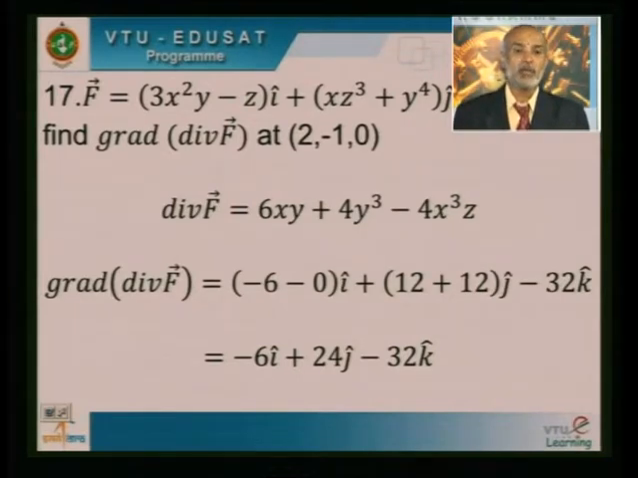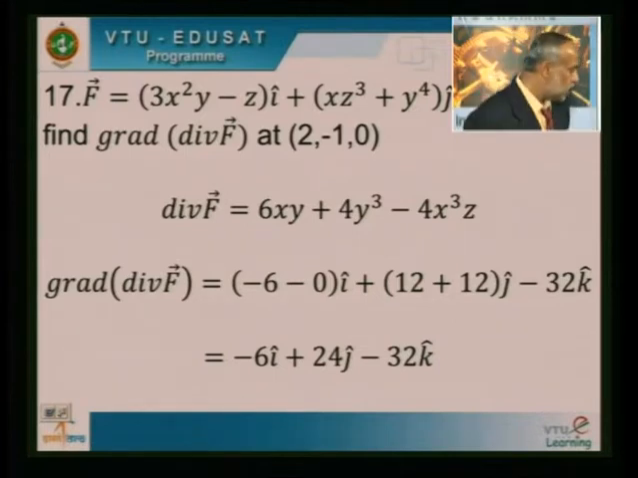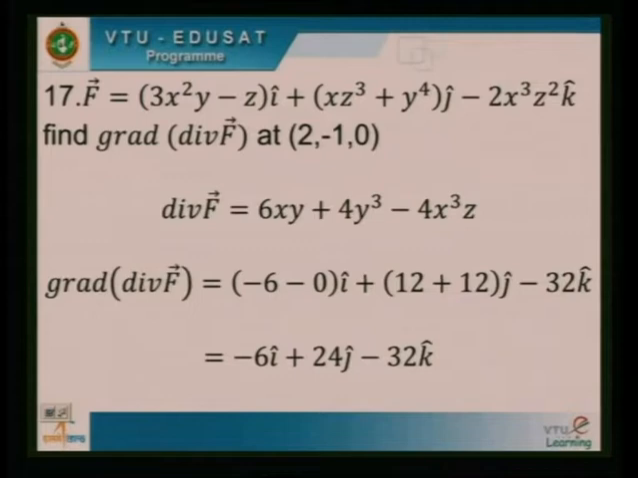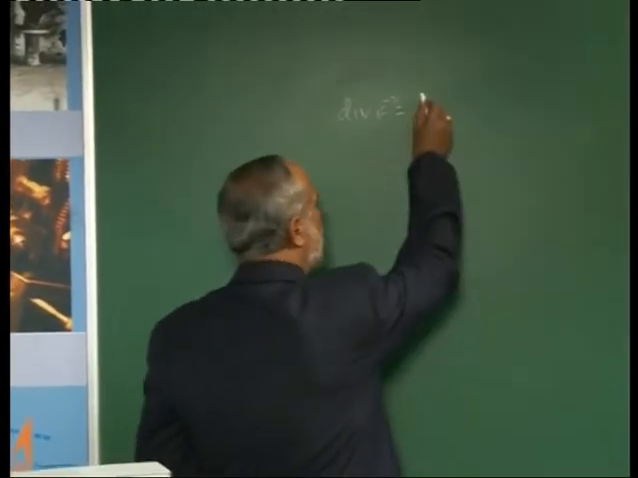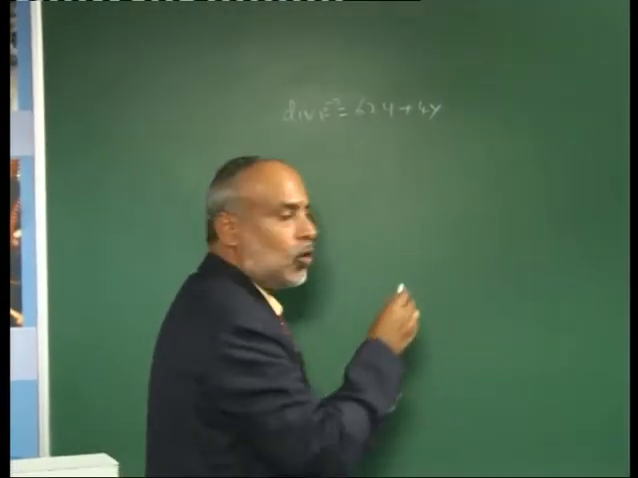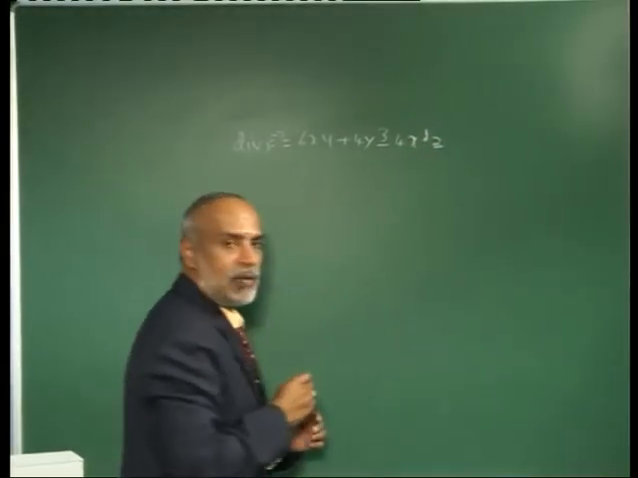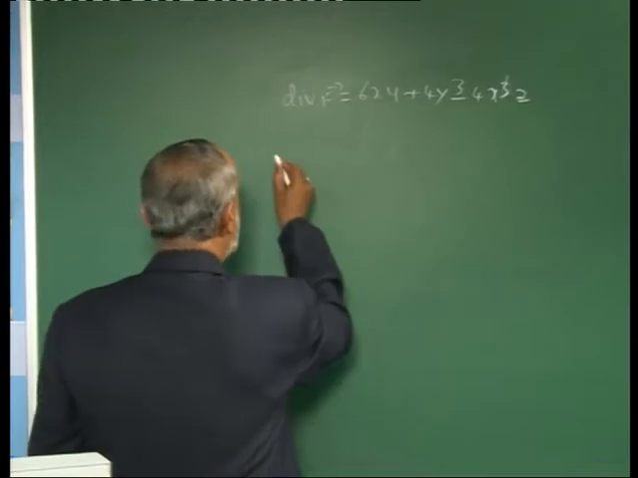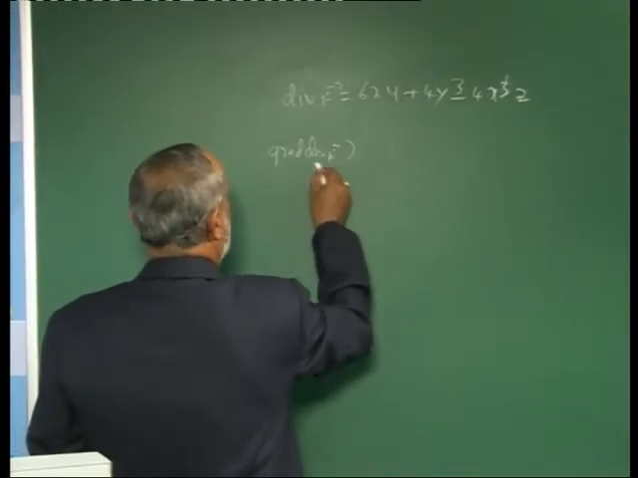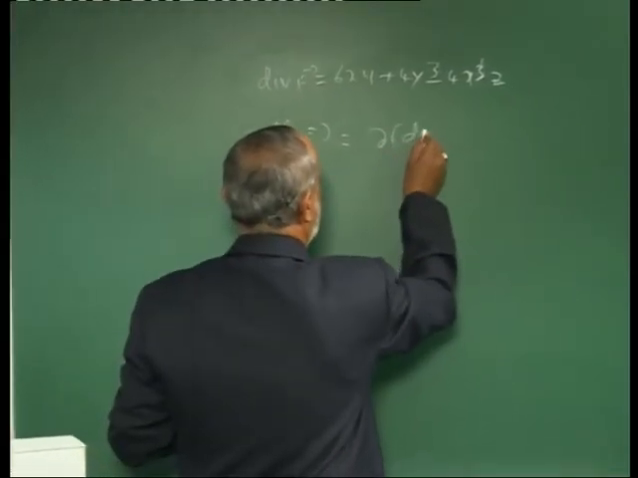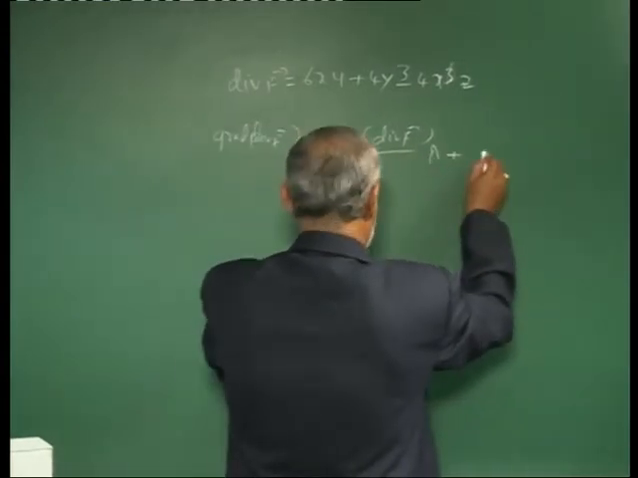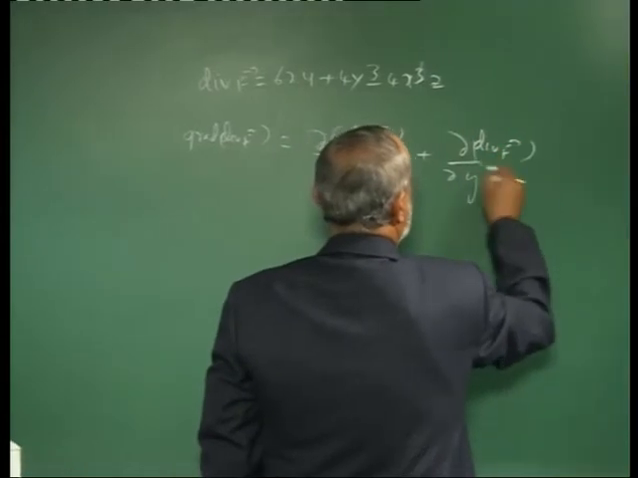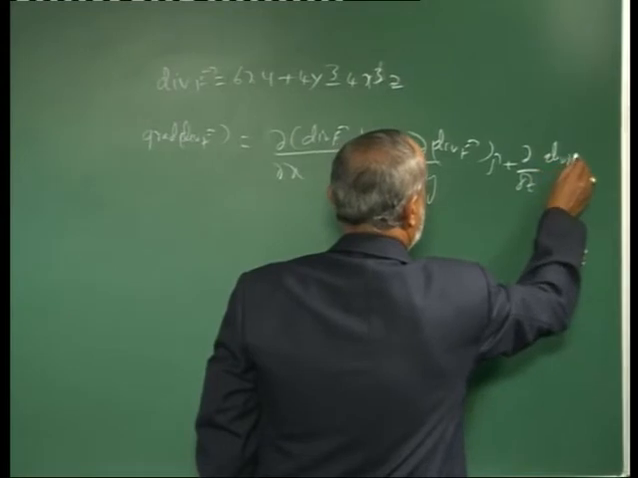Similarly, you can find the gradient of divergence of f vector. Gradient of divergence of f vector means here the divergence, you have to find its gradient. The divergence of f vector equals 6xy plus 4y cube minus 4x cube z. This is the divergence of f vector. Now you find the gradient of divergence of f vector. That means this entire thing: dou by dou x of it i vector plus dou by dou y of the divergence j cap plus dou by dou z of the divergence k cap.